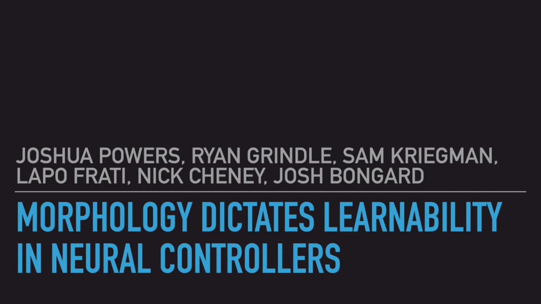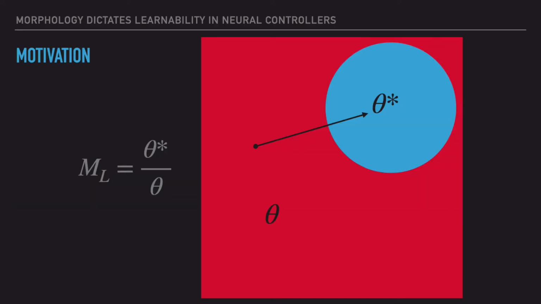Hello everyone, my name is Joshua Powers, and on behalf of my co-authors, I'll be presenting Morphology Dictates Learnability in Neural Controllers. Consider a neural network being optimized for some task. It has an optimal solution space, theta star, shown in blue, where every point represents an assignment to the neural network weights that solves the task.